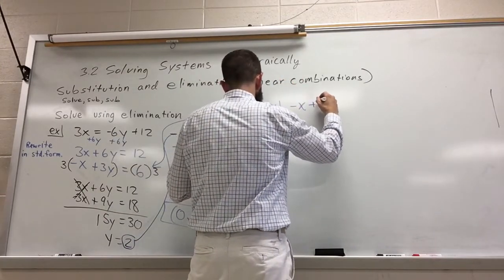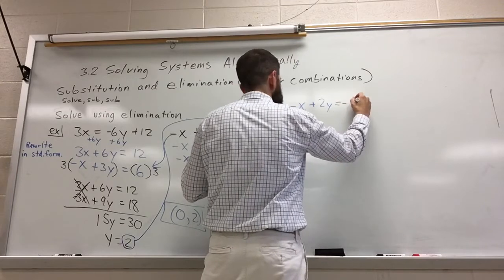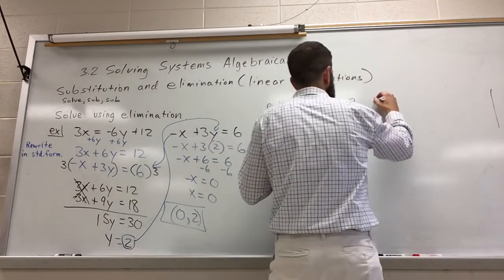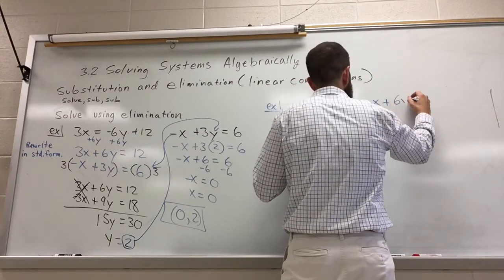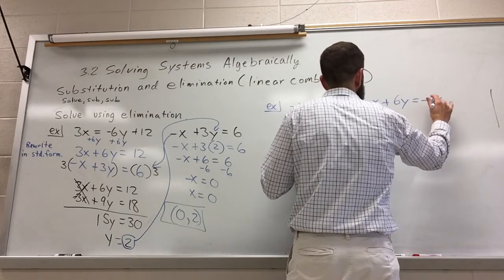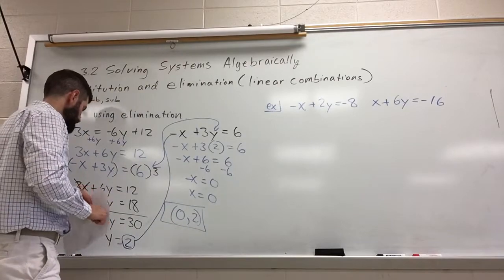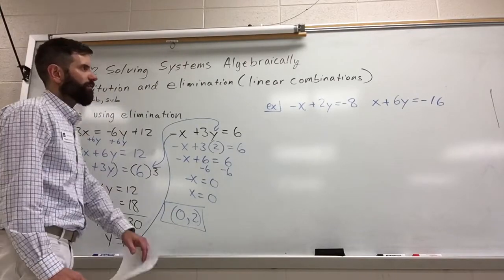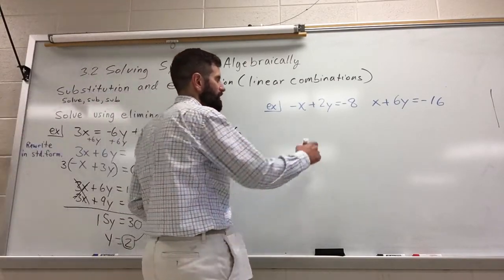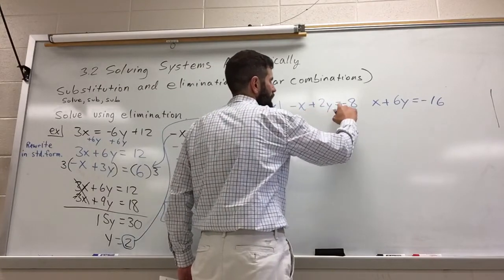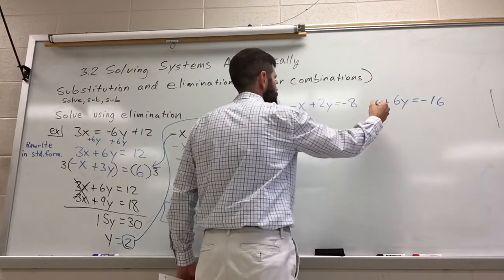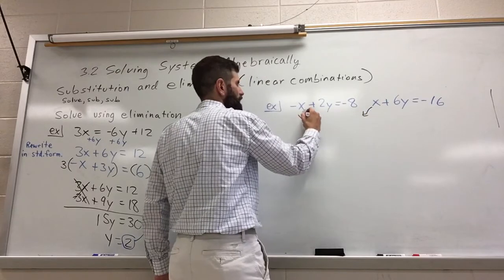Negative x plus 2y is equal to negative 8. X plus 6y is equal to negative 16. Now this one is a little easier to deal with because first things first, both of these are in standard form. X, then y, then equal sign. X, then y, then equal sign. So I can go ahead and write one underneath the other.